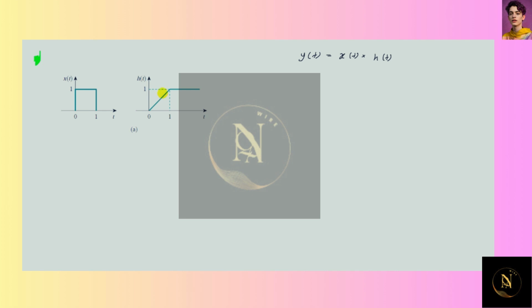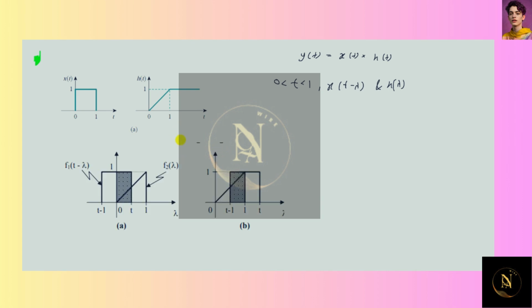So first, this would be the condition for the value of t varying from 0 to 1. We can say x of t minus lambda, and this would be h of lambda. So this is t minus lambda and h of lambda overlaps. Let me show you the overlapping figure. So here, as you can see, this term is x of t minus lambda, and here this is h of lambda.